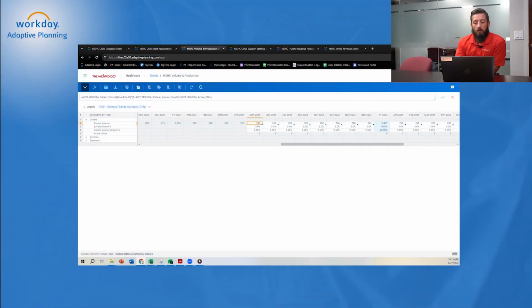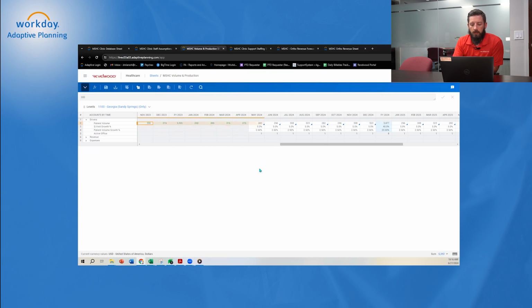Okay, and going from the staff assumptions, another big driver in this space as far as expense and staffing is going to be something related to capacity, and capacity is going to be driven by patient volume. Now, this sheet here is volume and production, so this does include some areas for revenue and expense planning above the staff level. That'll be something we will show in more detail in a different demo. For this case, I want to focus solely on the patient volume and growth.